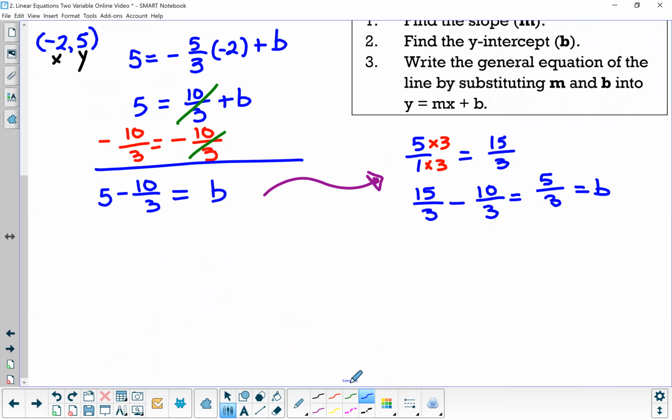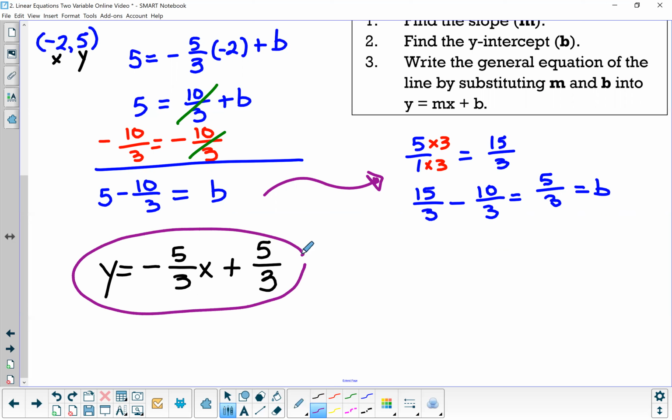Hence, our equation, y equals -5/3 x plus the y-intercept, 5/3. There is the equation of the graph of that line.